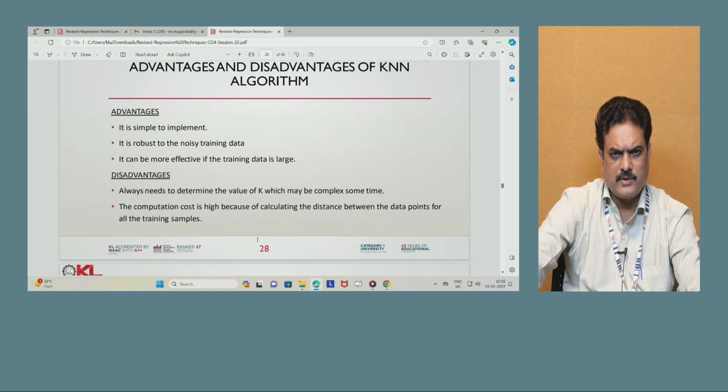Advantage and disadvantage of the KNN algorithm. Advantages: it is simple to implement, it is robust to noisy training data, and it can be more effective if the training data is large. Disadvantages: we always need to determine the value of k, which may be complex sometimes. The computation cost is high because of calculating the distance between the data points for all the training samples.